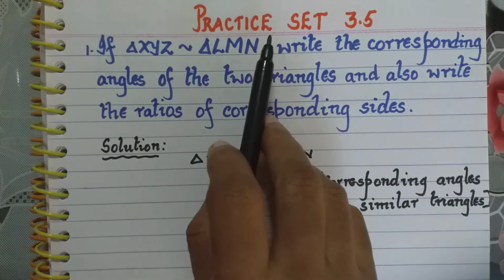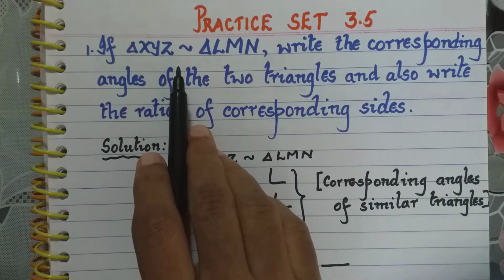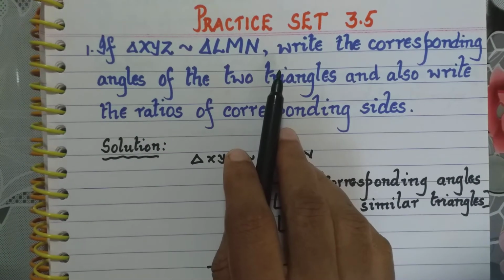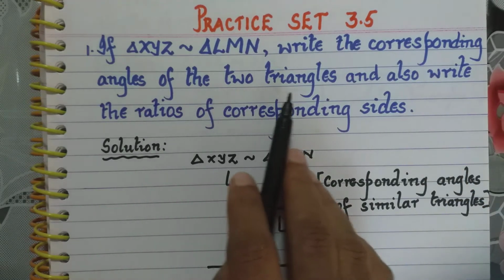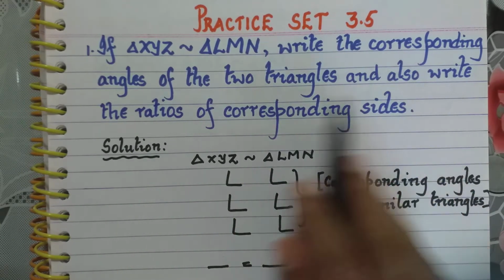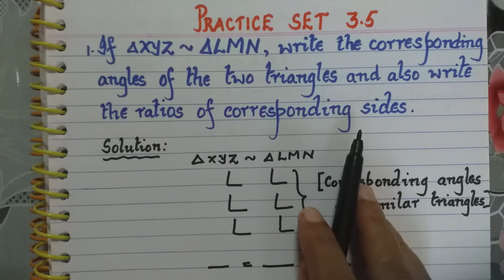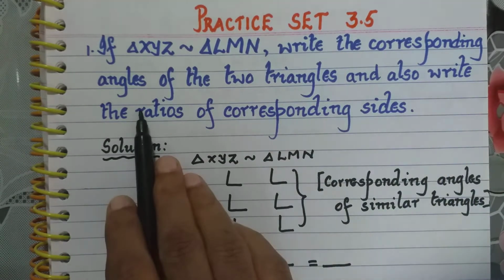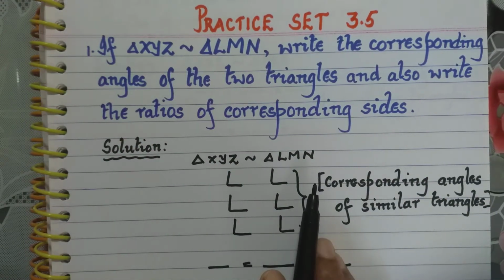Now we go to question 1 of practice set 3.5. They have given triangle XYZ similar to triangle LMN. Write the corresponding angles of the two triangles and also write the ratios of the corresponding sides. So if you remember, the angles will be congruent to each other.